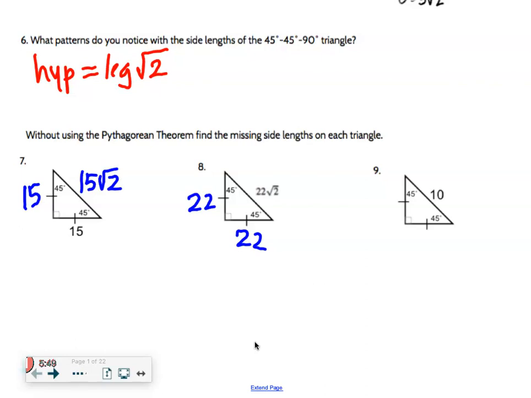Really, what did we do here to get 22 by itself? How do you undo 22 root 2? Right now I'm multiplying by root 2. How do you undo multiplying? Divide.